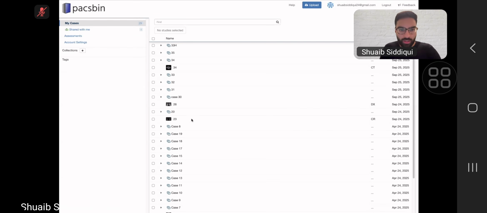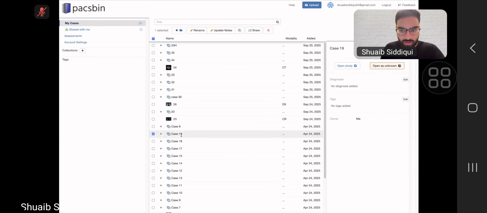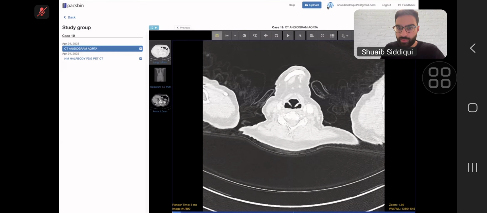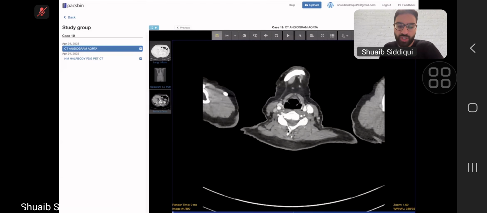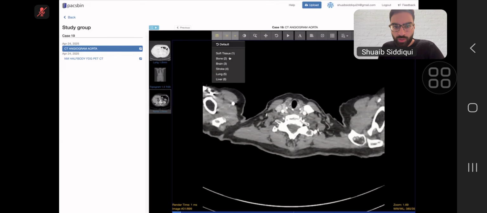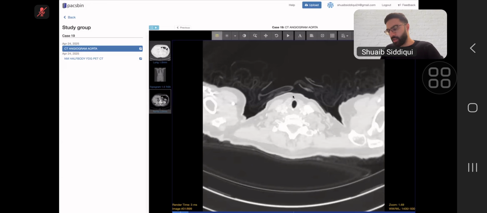Good. Okay, fine. So this patient, I think this is a CT aortogram. So they presented to A&E with chest pain. But what I want you to do is focus on the lungs, okay?